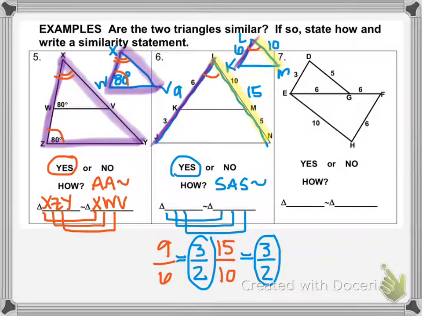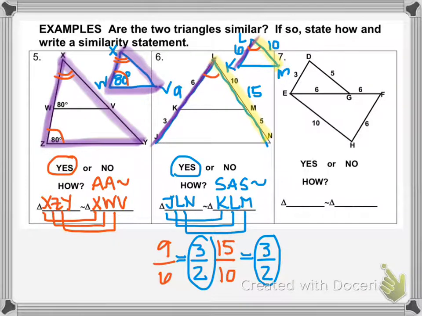I'm going to start with the big triangle. I'm going to call it JLN. And then when I make my little triangle, when I name it, I need to make sure that the vertices correspond. So the J on the big triangle goes with the K on the little triangle. The L on the big triangle goes with L on the little triangle. And the N on the big triangle goes with M on the little triangle. So that's one way the similarity statement could look.